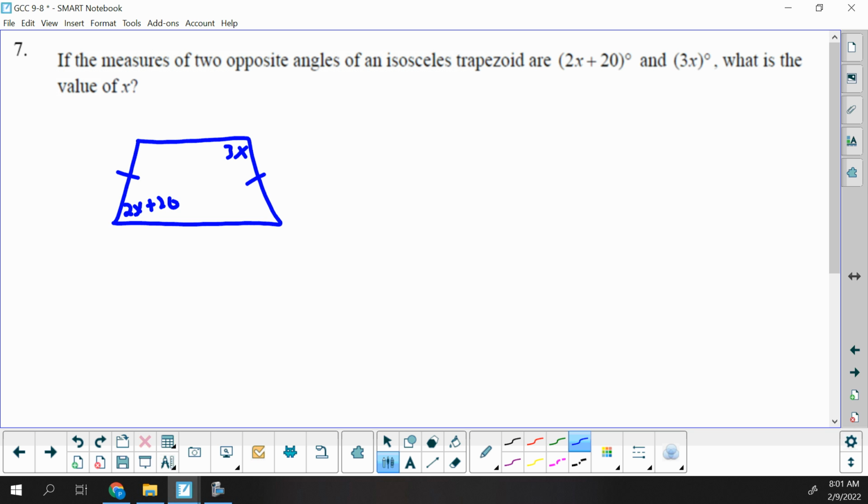Well, in an isosceles trapezoid, the base angles, the ones along the parallel sides, they're congruent. So we know that this is also 3x. And along the non-parallel sides, those angles are supplementary. So this angle and this angle should add to 180. So we can do 3x plus 2x plus 20 equals 180.